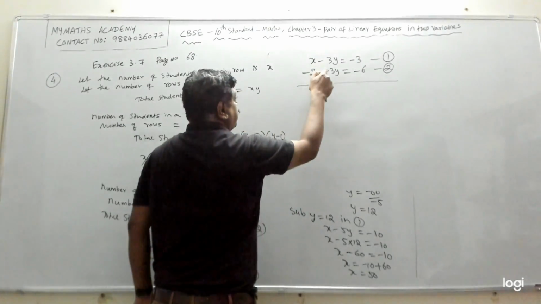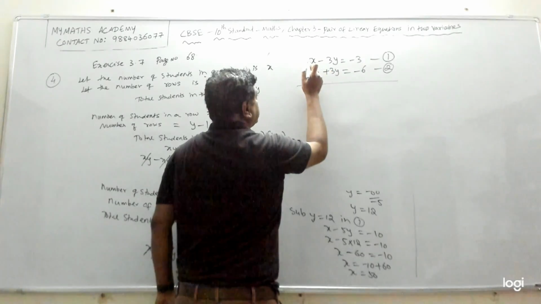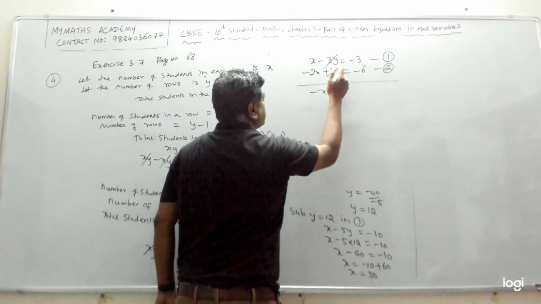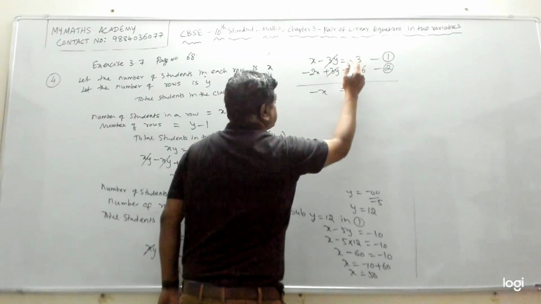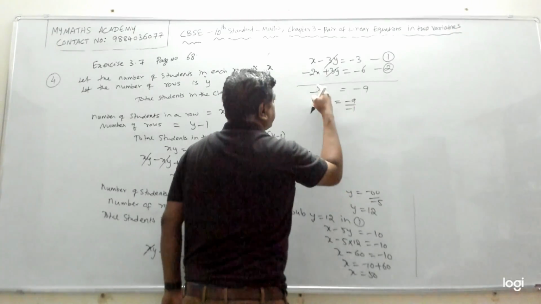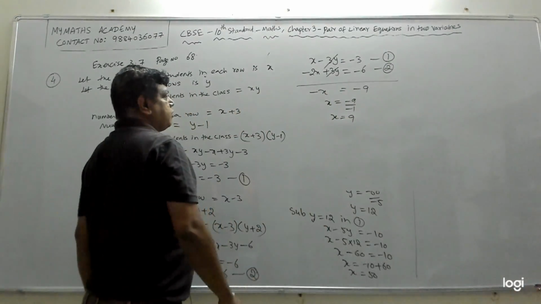Now the signs are different, so you don't have to change the sign. We'll directly add. If I add, x minus 2x will become minus x. These two will get cancelled because minus 3y and plus 3y cancel. If you add this, you will get minus 9. So x will become minus 9 by minus 1, or you can cancel the minus on both sides. So x will become 9. So we have got x is equal to 9.